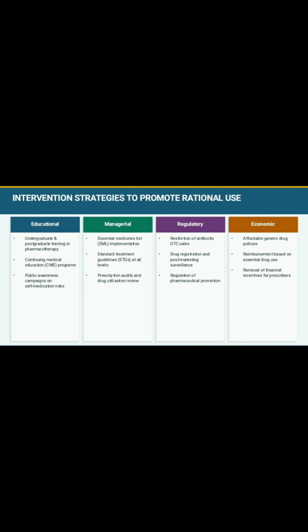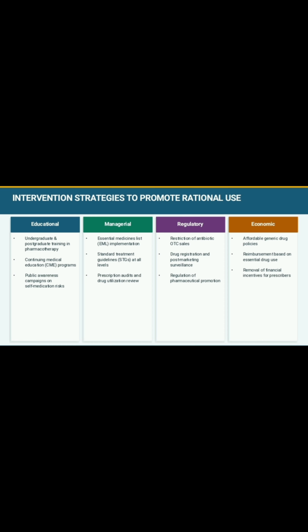It should be implemented to follow the standard treatment guidelines. There are guidelines for the treatment of a particular disease. They should be followed by all the medical staff at all levels. There should be audits in the hospital, and it should also consider reviews from the patient after the utilization of the drug, after the treatment of a particular disease.